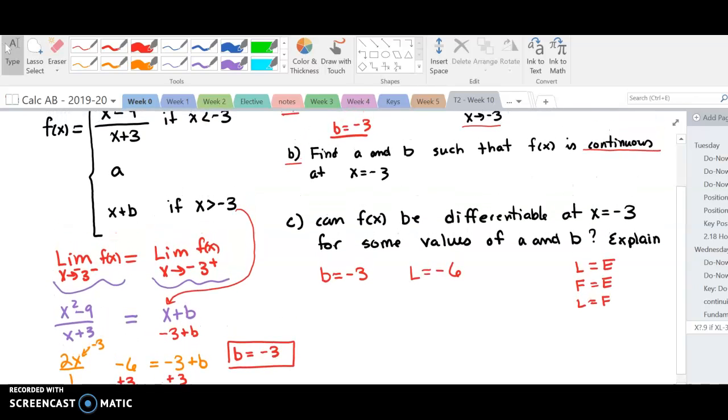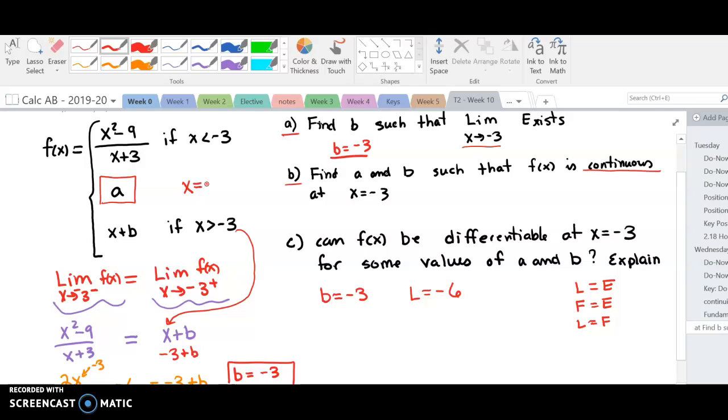My function will exist at whatever this a value is, because that's when x equals -3. So that means we want the limit to equal the function, and that's only going to happen when a, the function value, also equals -6. So for part B, the answer is: if a equals -6 and b equals -3, then we'll be continuous.